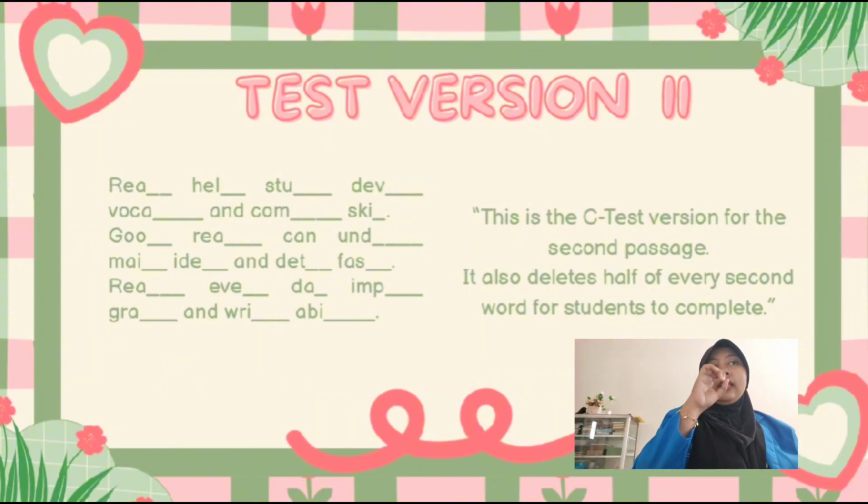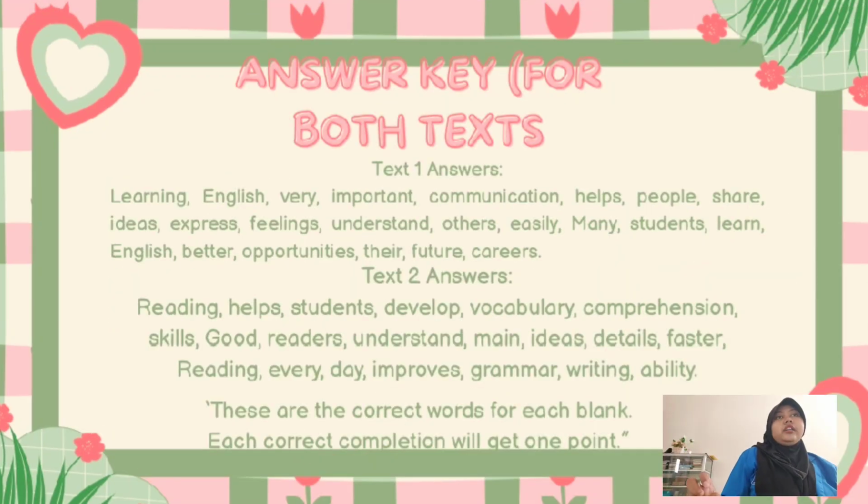This is the C-test version of the second passage. The same rule is applied. The second half of every second word is removed. Students will complete this text just as they did for the first one. This helps assess their reading, comprehension, vocabulary knowledge, and word recognition ability. Okay, next slide.